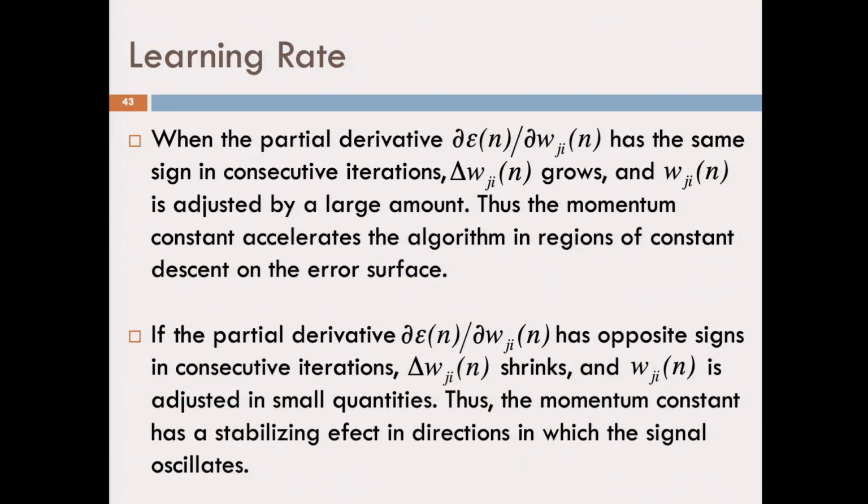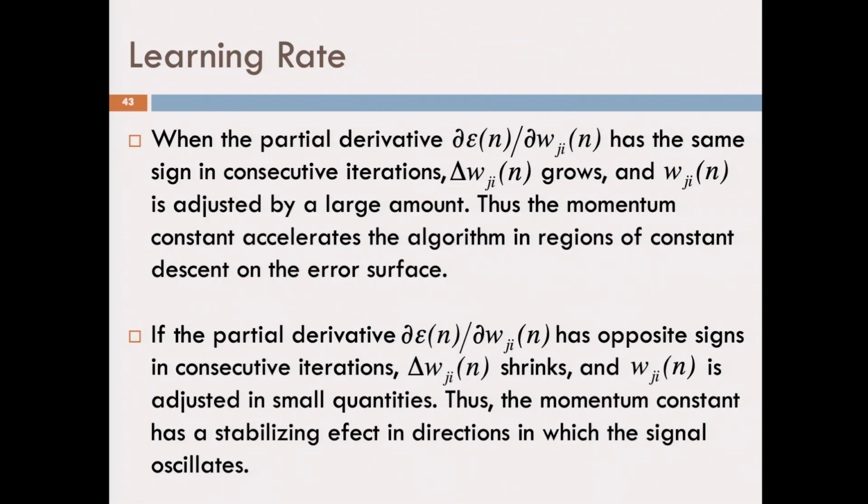So when the partial derivative has the same sign in consecutive iterations, the amount of updating you apply to the weights grows. So I'm going to adjust the weights by a large amount. The momentum constant accelerates the algorithm in regions where I'm going along the same surface. I'm going directly to the minimum of the error, so it accelerates the learning. Otherwise, it stabilizes the effect in directions where I have oscillations in the sign of the derivative.